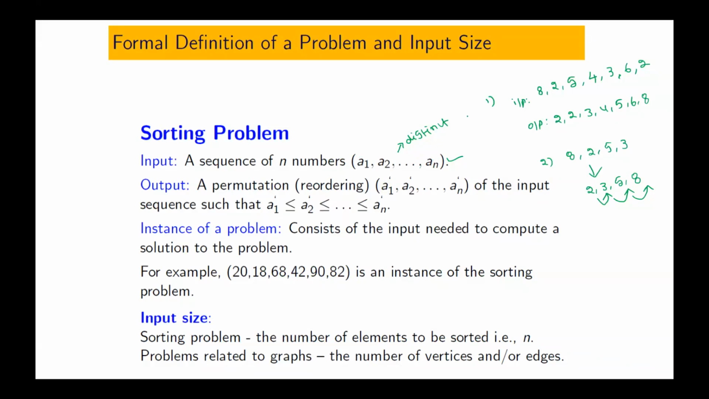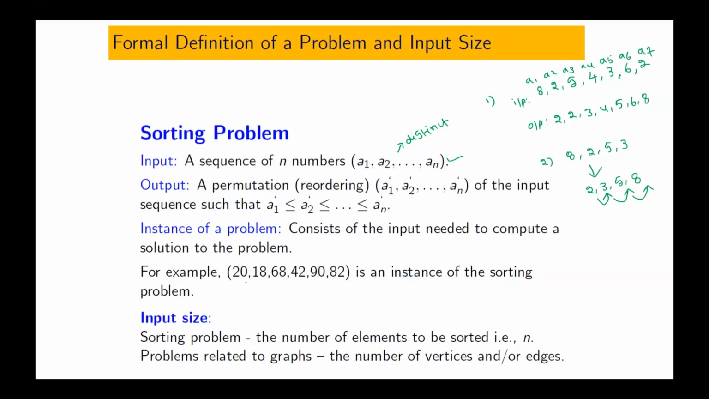Now, what are the specific values we give for A1, A2, A3, and so on? This is the first value, this is the second value, this is third value, this is fourth, this is fifth, sixth, and seventh. These are the specific values we are giving for the input defined in the sorting problem. That becomes an instance of the problem.